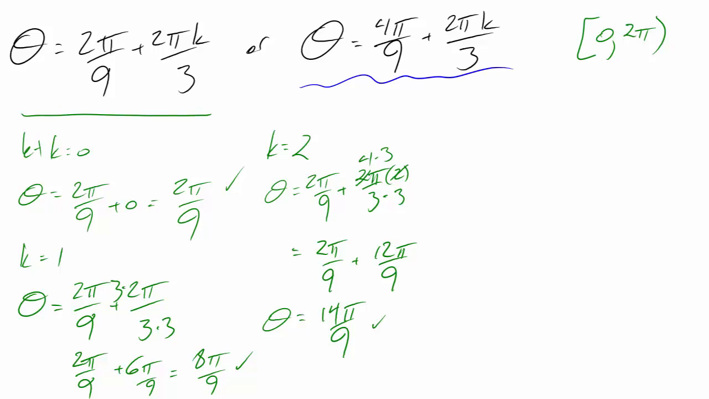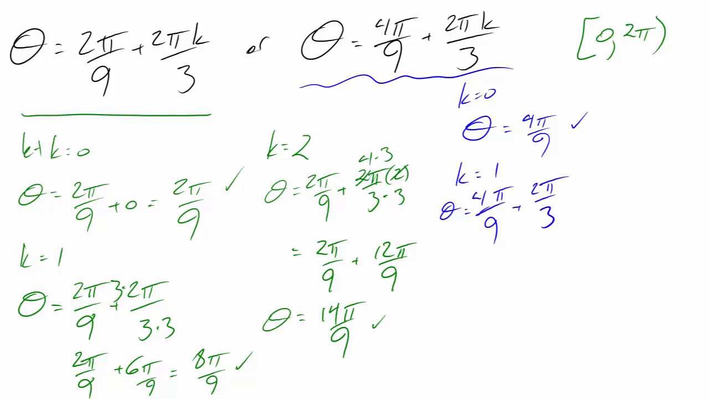Now we'll use the blue ink here to transition to theta equaling 4 pi over 9 plus 2 pi k over 3. All right, if k equals 0, then theta is just 4 pi over 9, which is good. That's in our wheelhouse for our solution set. If k equals 1, we get theta to equal 4 pi over 9 plus 2 pi over 3. Remember, k is 1, so that's multiplied by 3.